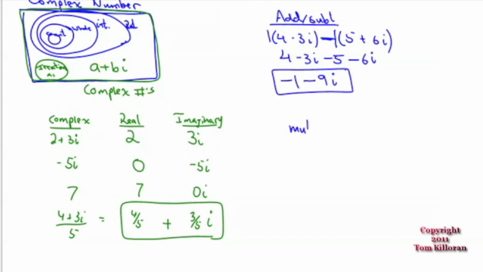Multiplying. I want to get through all of them. So negative 3i times 4i. Start off with something simple. What do you do? Commute to get the numbers next to each other. So negative 3 times positive 4 is negative 12. And then you have i times i, which is i squared. But i squared is equal to negative 1. And negative 1 times negative 12 is 12. Okay, easy.